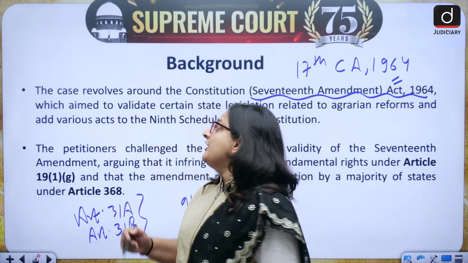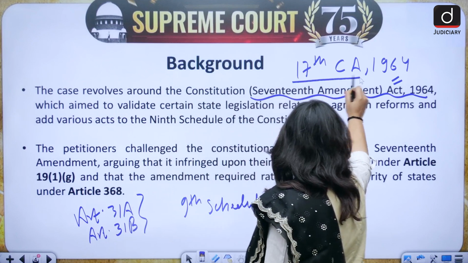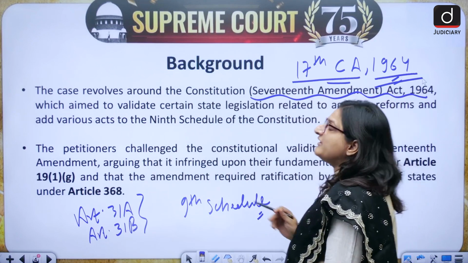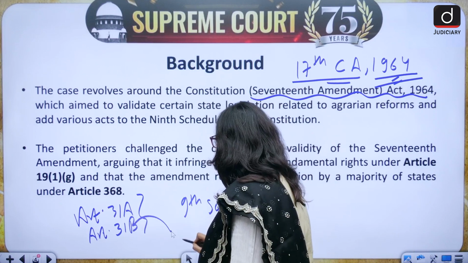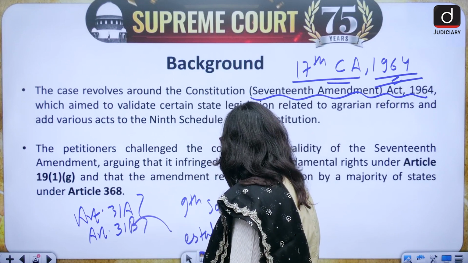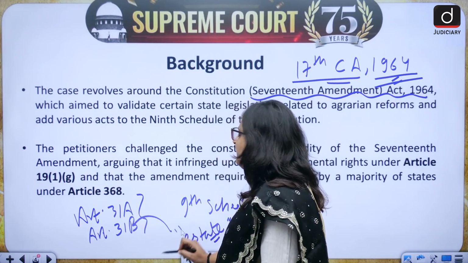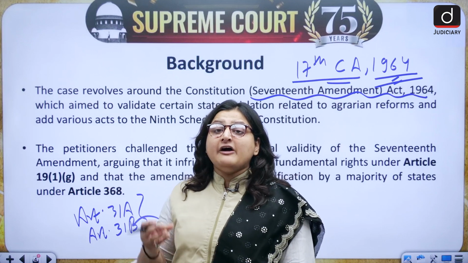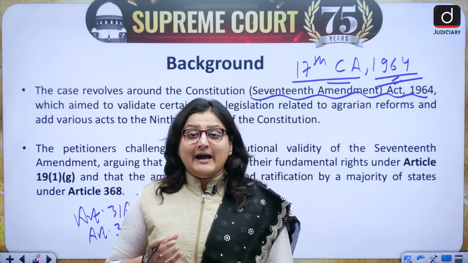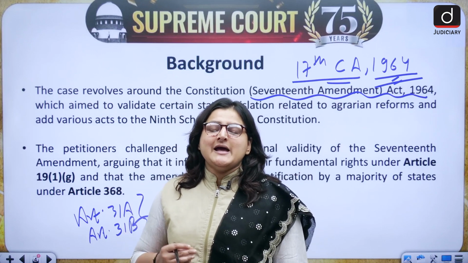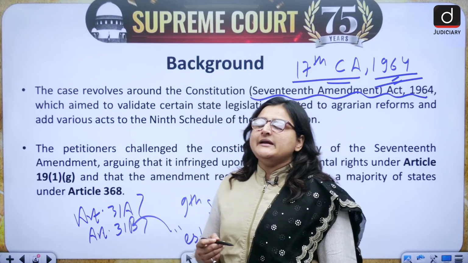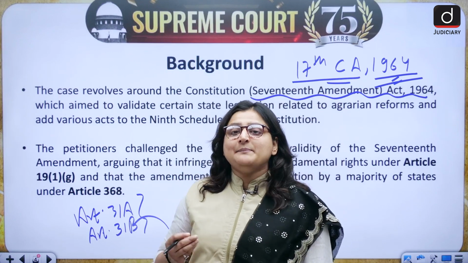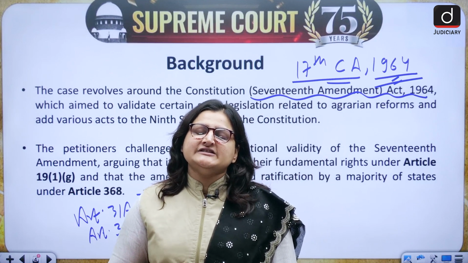because if something is kept in the 9th schedule, that is immune from judicial review. So what happened? Through this 17th Constitutional Amendment Act of 1964, the word state, which has been given under Article 31A and 31B, has been given a wider meaning, and state legislation has been put under the 9th schedule, whose validity was challenged by the petitioner Sajjan Singh in this case.